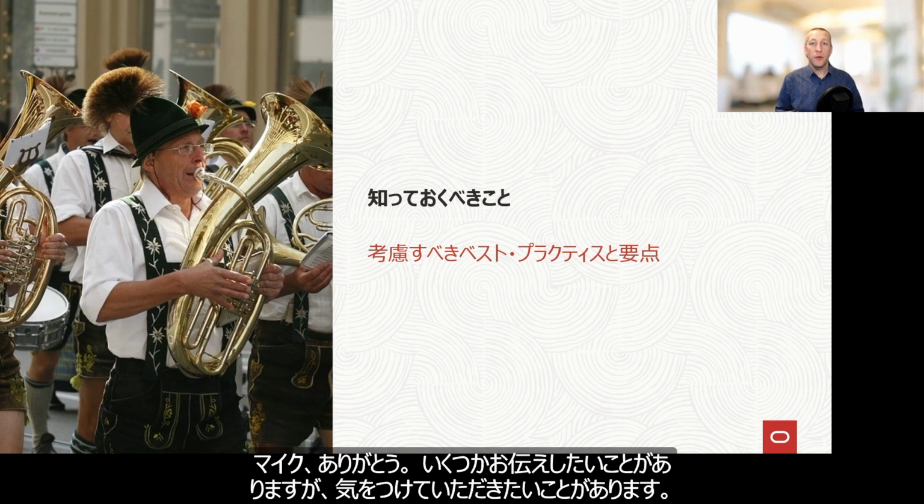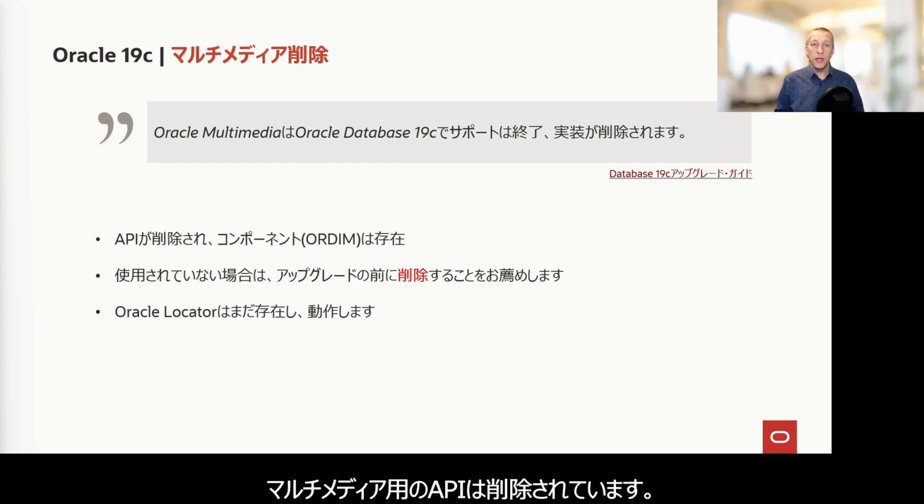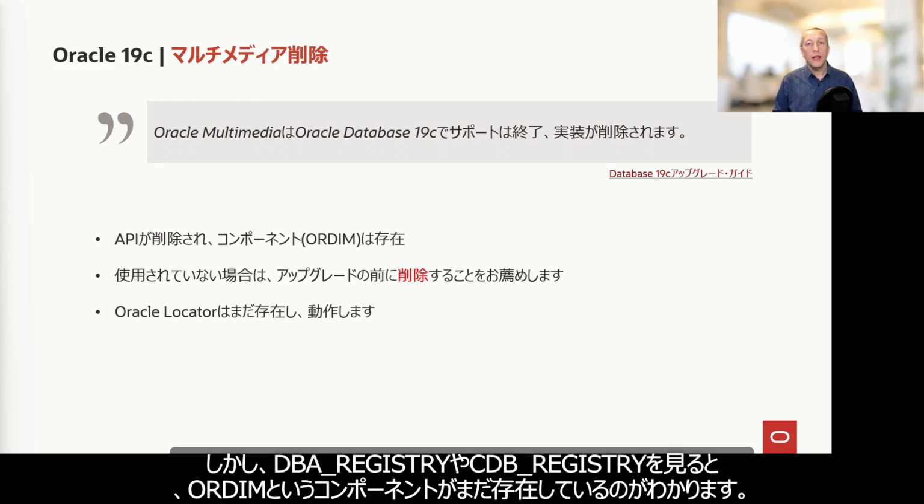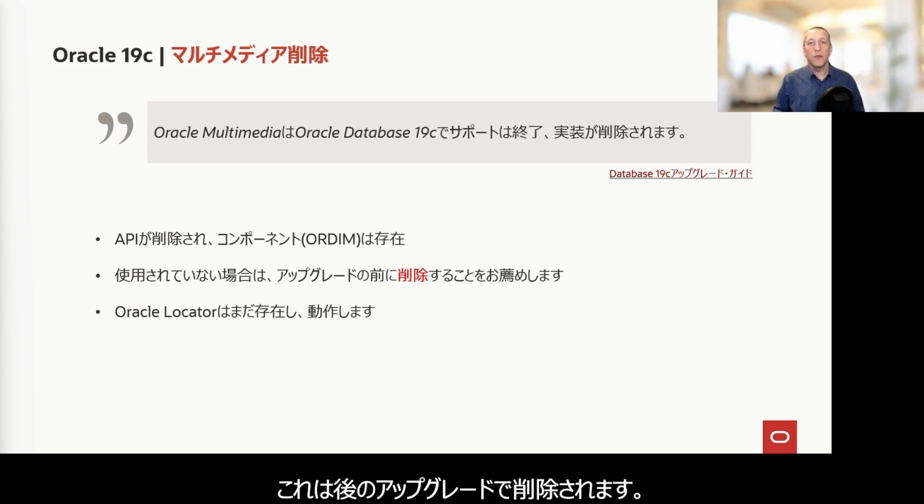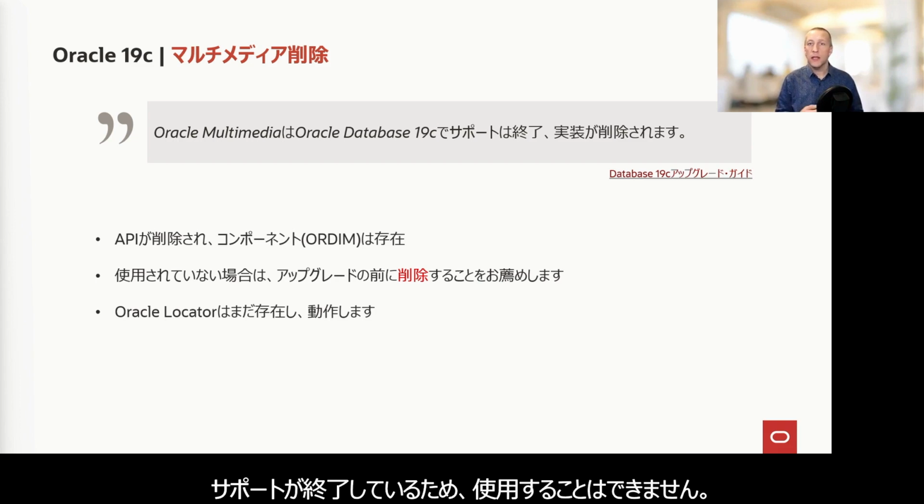Thanks, Mike. I have a few things to share, something that you should take care on. In Database 19c, Oracle Multimedia is now de-supported and doesn't work anymore. The API for multimedia has been removed, but if you look in DBA registry or CDB registry, you'll still see that the component ORDIM still exists. It'll be removed in a later upgrade. So even though the component exists, it doesn't in any way mean that you can still use multimedia. It has been de-supported and it can't be used.